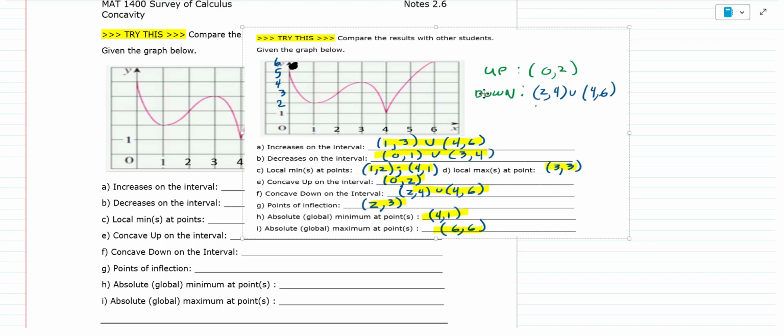Okay, all local means is find a place where the graph increases, it's a high point, then decreases. That only happens in one place. That's it. You wrote that on. Okay. Whatever that point is, 3, 4, I think. Okay.